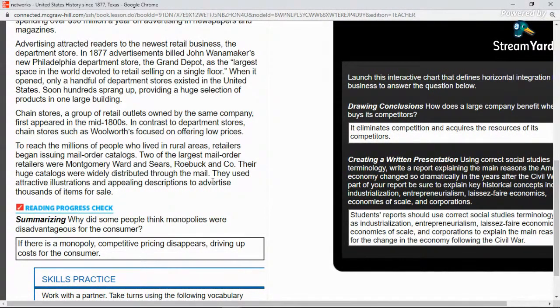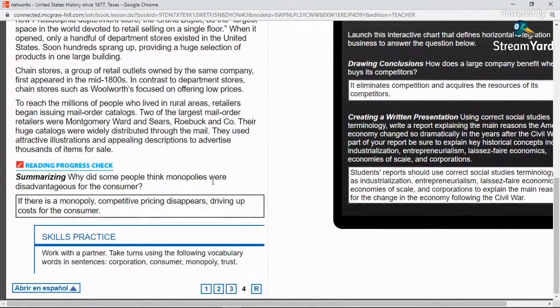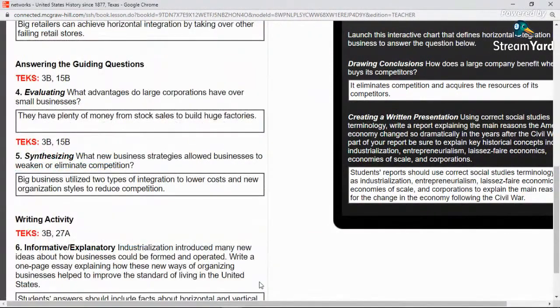So monopolies were bad for consumers because, hey, it can kill competitive pricing and make costs go up. Now, people that believed differently said no, because we can't make our prices go all the way up because that's going to force competition to come.